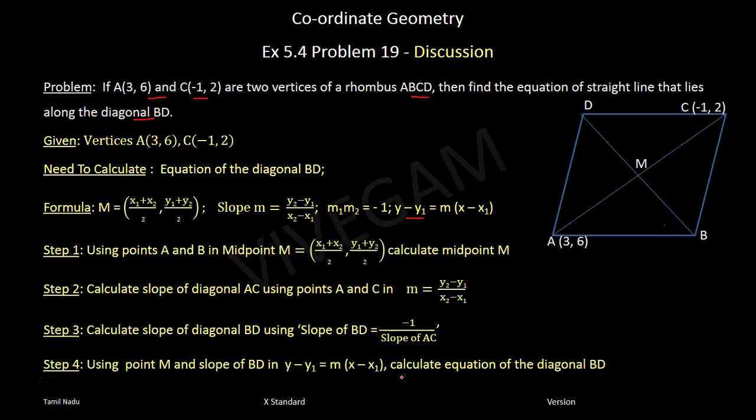So what I suggest is you stop the video here and try to do this problem, and then come back and check your working against our solution.